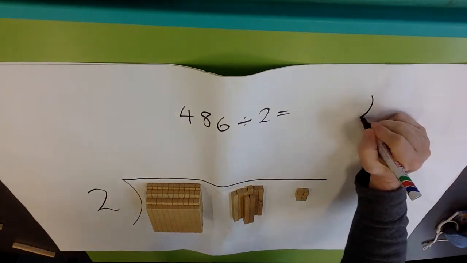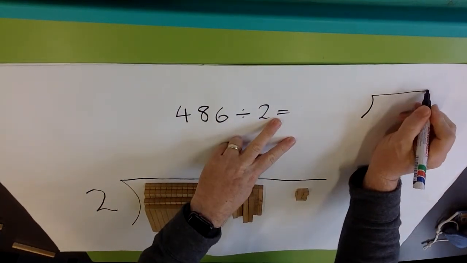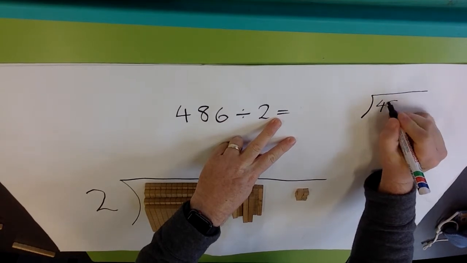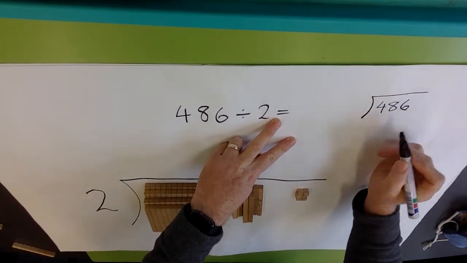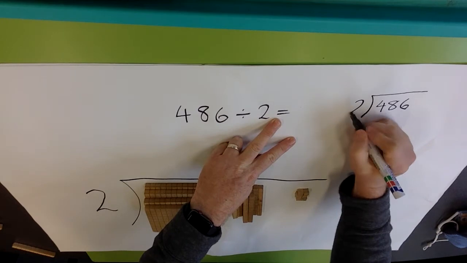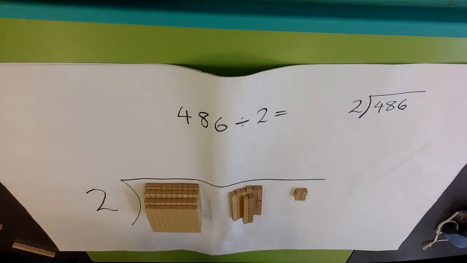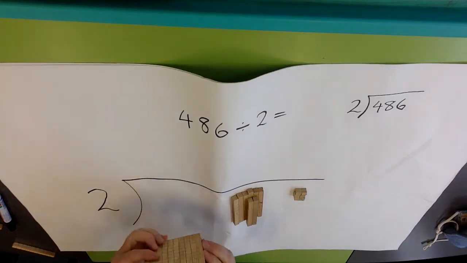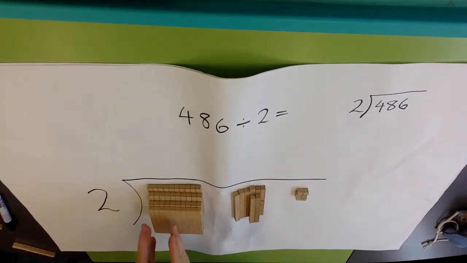and as it's written would look like this: 486, so the dividend goes in there, the divisor 2 on the outside. What we're doing is we're sharing these into groups of 2, or equal groups, 2 equal groups. So we start with the hundreds and we work across when we're doing short division.